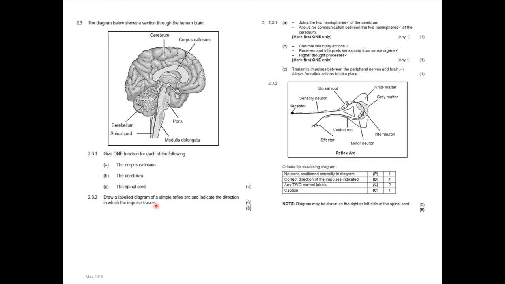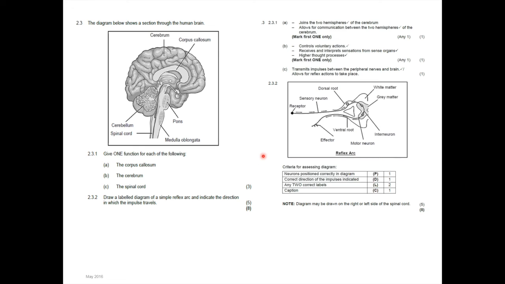2.3.2. Draw a labeled diagram of a simple reflex arc and indicate the direction in which the impulse travels. Here you just had to draw the neurons positioned correctly in the diagram, meaning you first had to have your sensory neuron, then your interneuron, and then your motor neuron. That's what the P stands for. You had to indicate by arrows the direction of the impulse. And then you could have had any 2 correct labels, which was, we used the symbol L, and your heading, a diagram of the reflex arc. That would have gotten you your 5 marks.